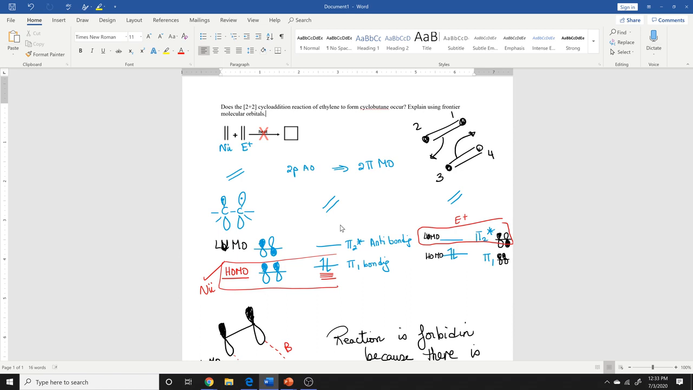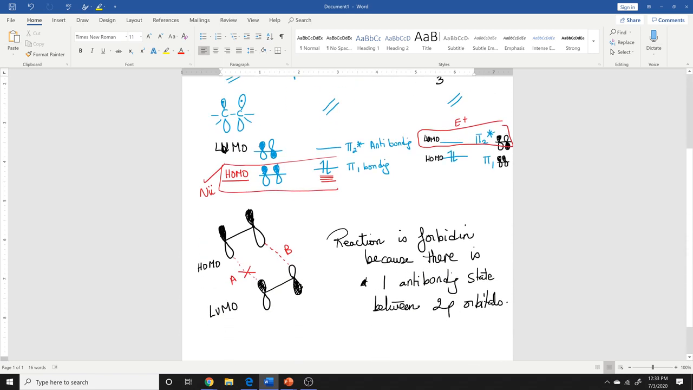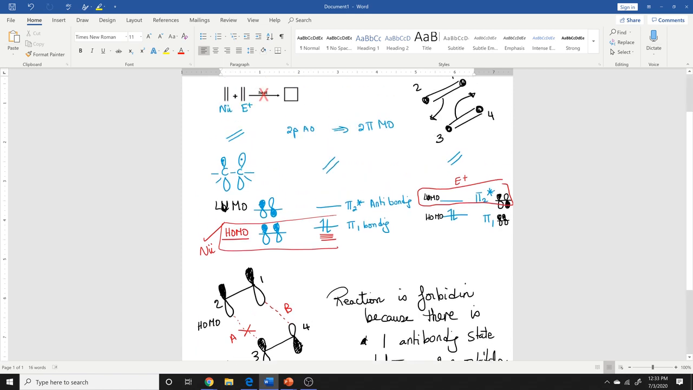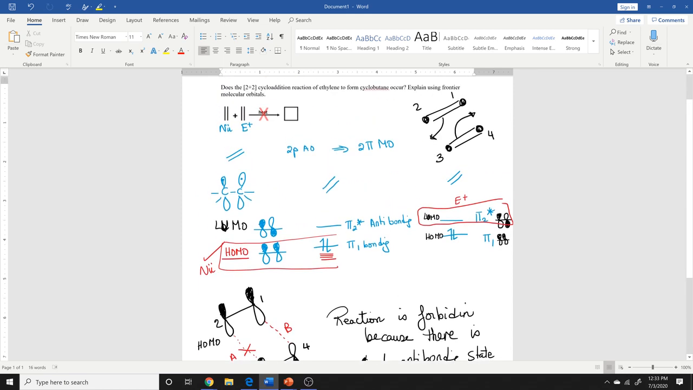So here what I have is carbon 1, carbon 4. Carbons 1 and 4, they can bond with each other. But carbons 2 and 3, they can't. So this means that the reaction we say is forbidden. It cannot happen. So over here, this is why you have X. This means that the reaction cannot happen. We say the reaction is forbidden.